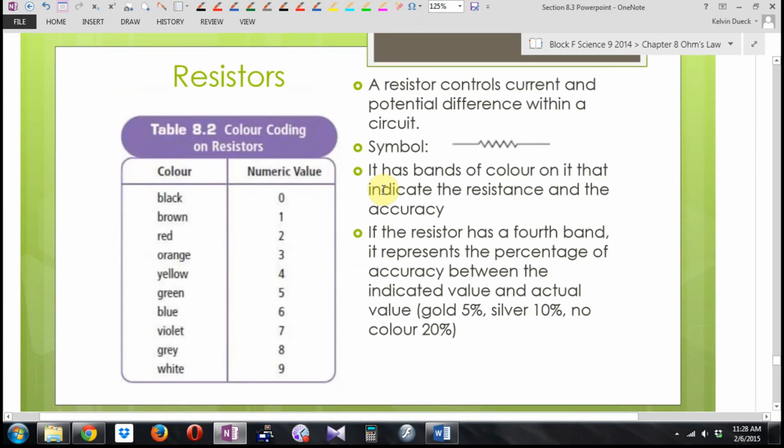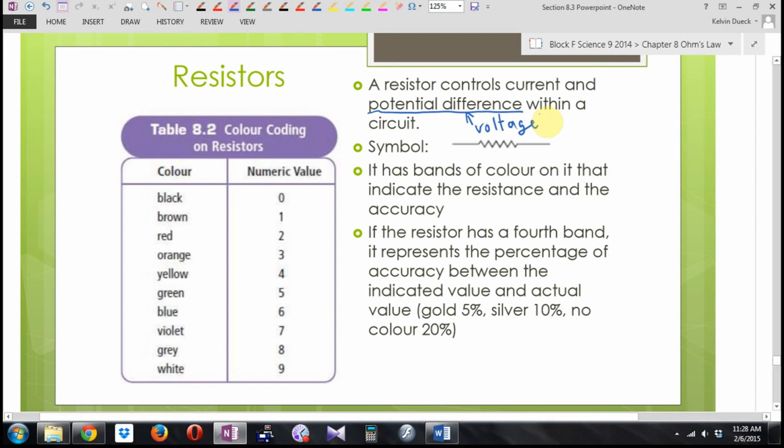A resistor, I wrote, controls current and potential difference. Remember, can you underline this? Another word for potential difference is voltage within a circuit. And I told you last day the circuit symbol for a resistor was wavy lines, zigzag lines. It has bands of color on it that indicate the resistance and the accuracy. And if there is a fourth band, it represents the percentage accuracy indicated.